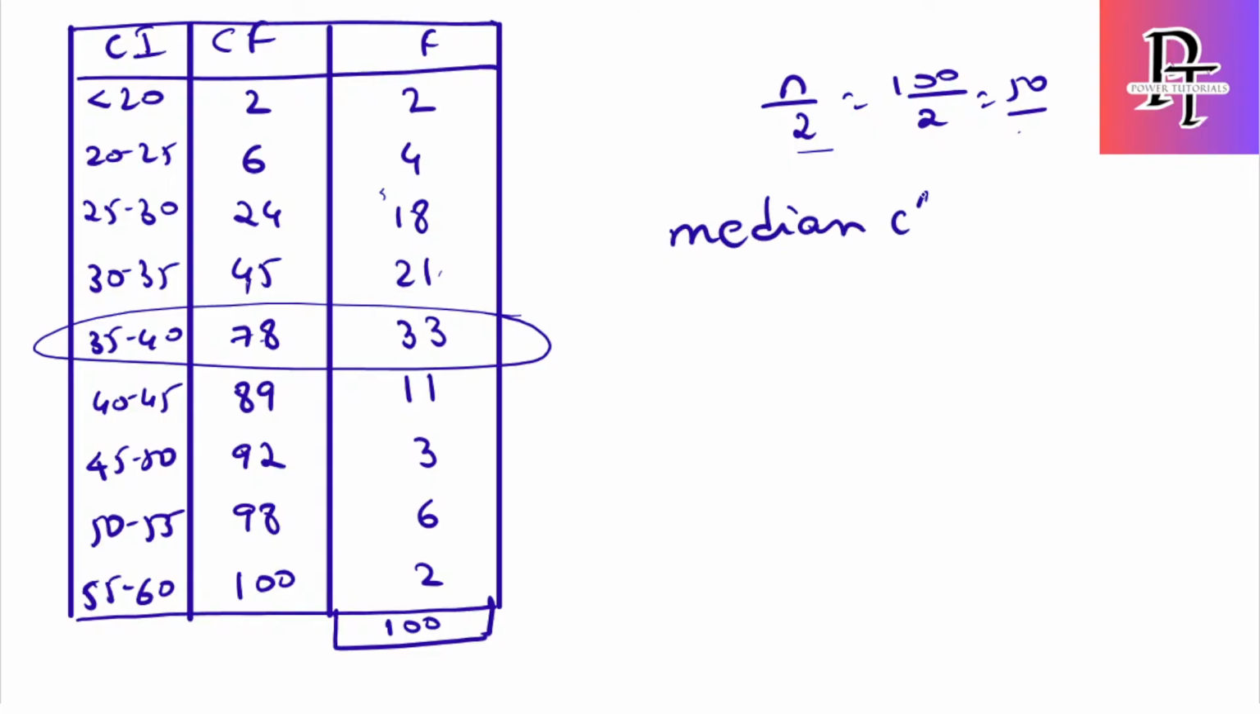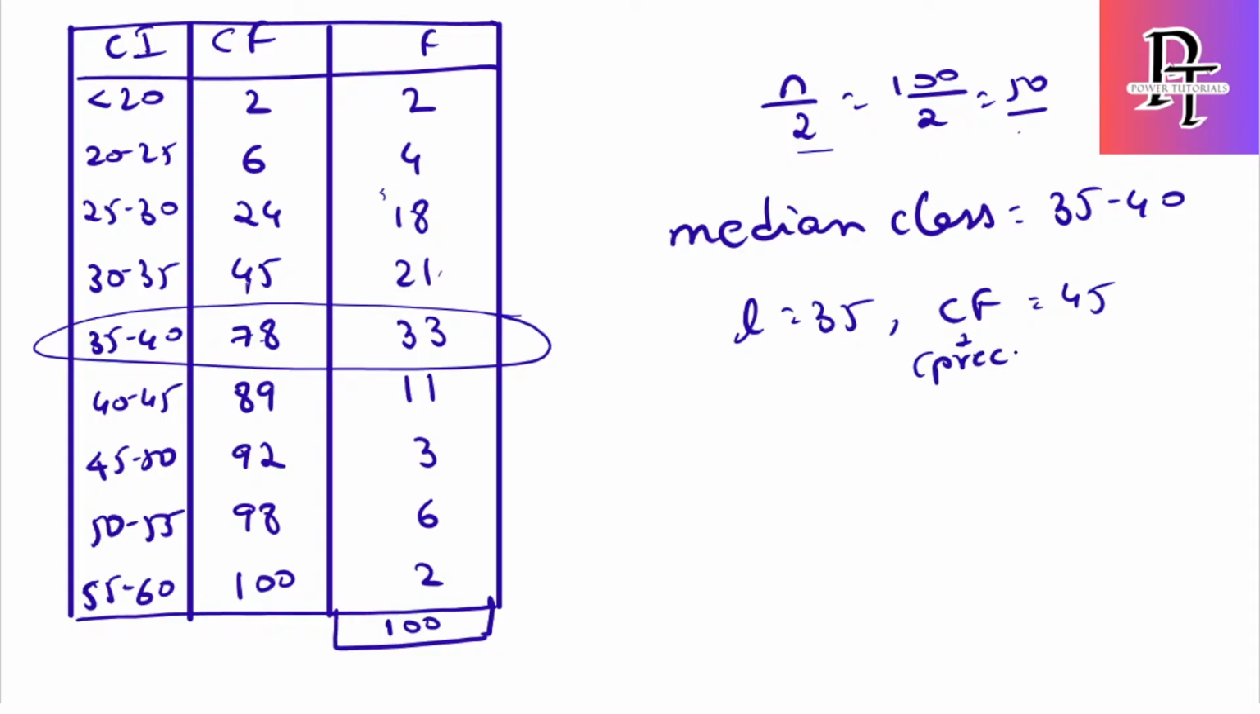Median class is the 35 to 40 interval, and so the L value is 35. What is CF? For calculating the median, the cumulative frequency we need is that of the preceding class. So you have to consider CF as 45. Write it here: cumulative frequency of preceding class. L we already have. H is the class interval, which is the difference 35 to 40, which is 5.